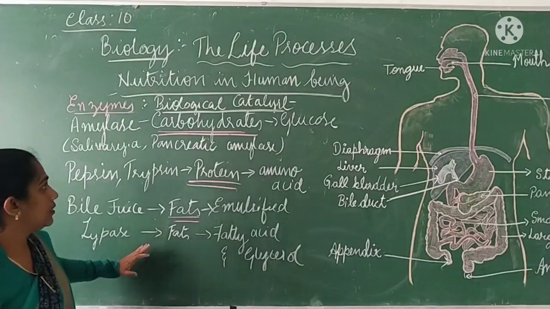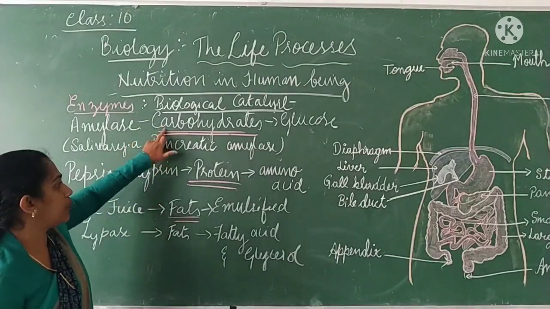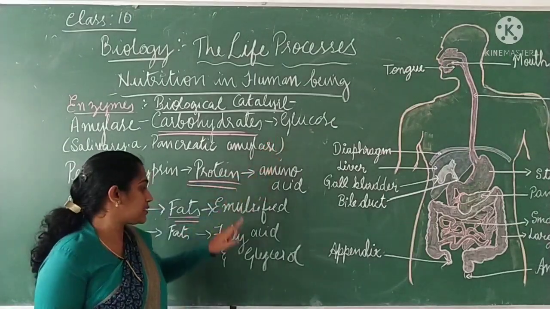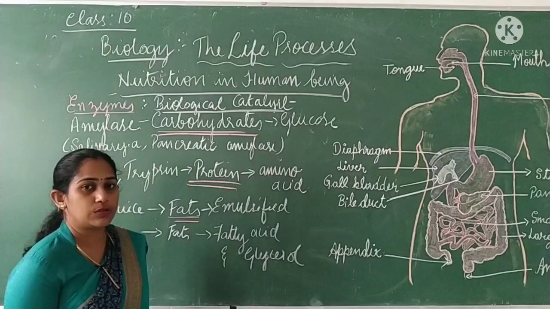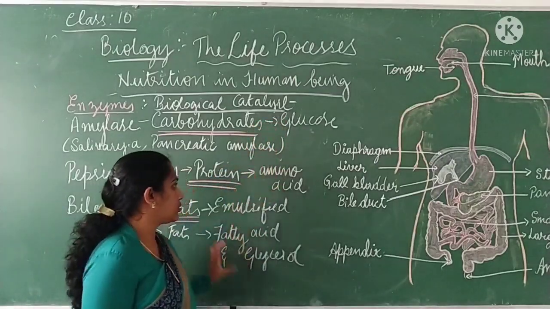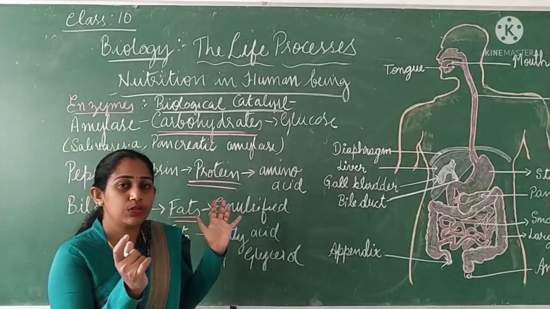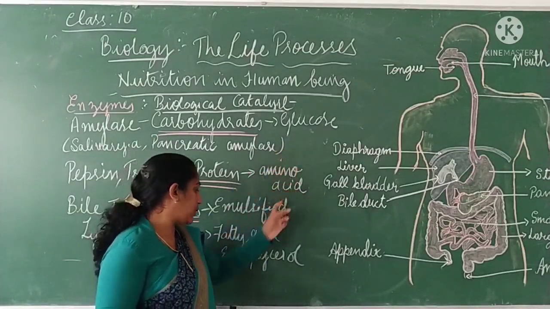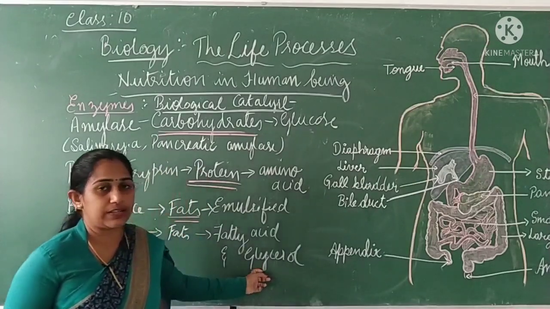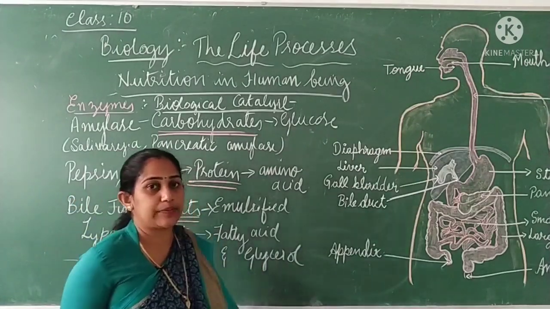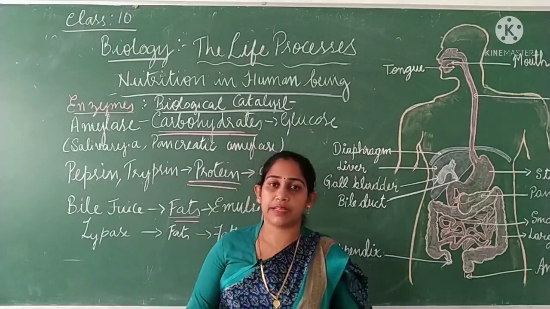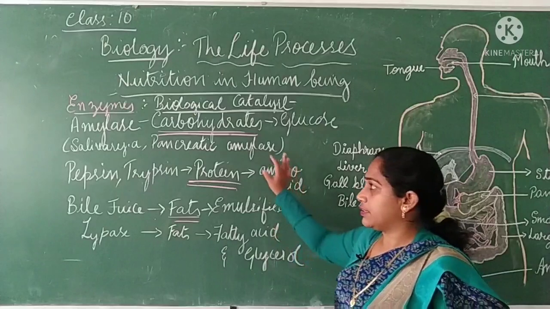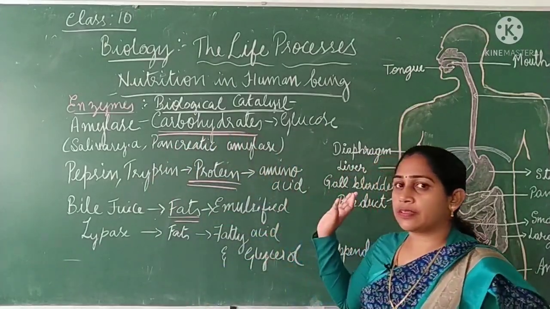So you can see here, by the complete digestion of carbohydrate, protein and fat, the final products we get are glucose, amino acid, and fatty acid and glycerol. These are the simpler forms of food. Larger molecules of food will be broken down into simpler forms, which can then be easily absorbed by our blood from our intestine. So these are the different enzymes which help in the digestion process.